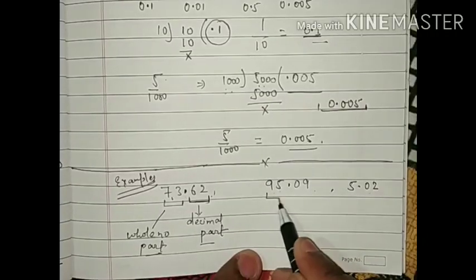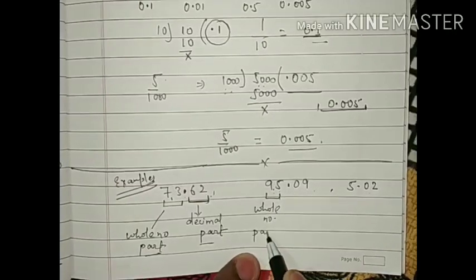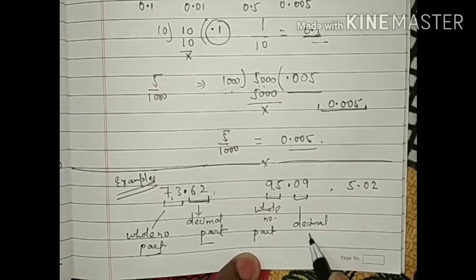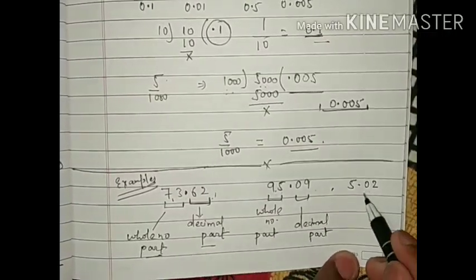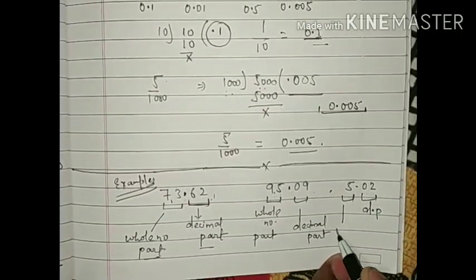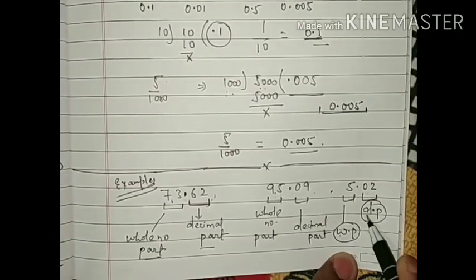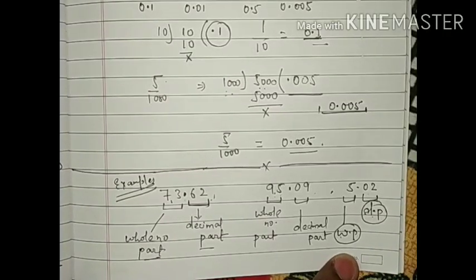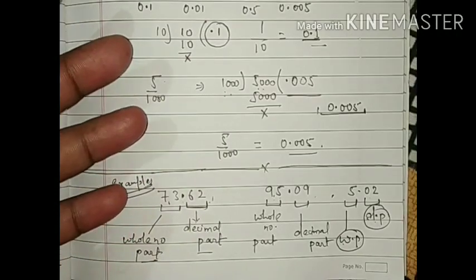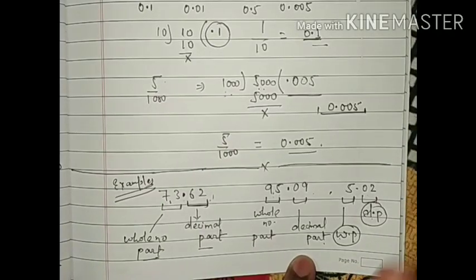Again, the digits on the left side of the decimal are known as the whole number part, and the digits on the right side are known as the decimal part. WP stands for whole number part and DP stands for decimal part. I hope it is clear to everyone. We will write the definition of decimal part and whole part in the upcoming minutes.